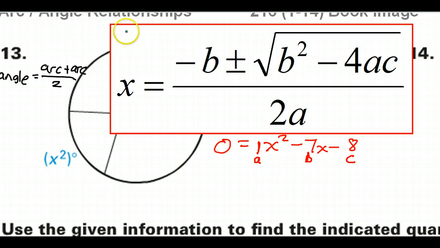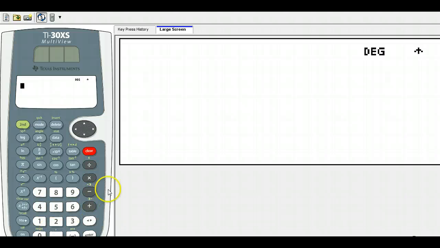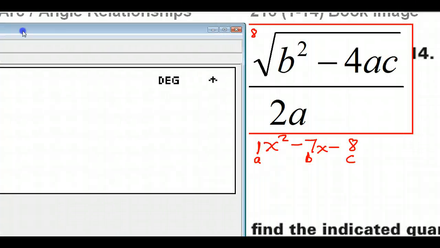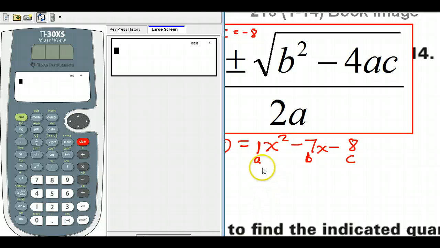So basically, when I do this formula, I'm going to be doing A equals 1, B is equal to negative 7. Notice the negative sign is part of it. And C is equal to negative 8. So I'm just going to put all these into the formula. Now here's how that's going to look in the calculator. Okay, I wonder, can I make this smaller? So I still would like to be able to see a little bit. Okay, so in the calculator it's going to be like this.